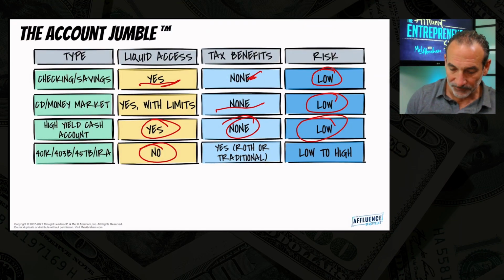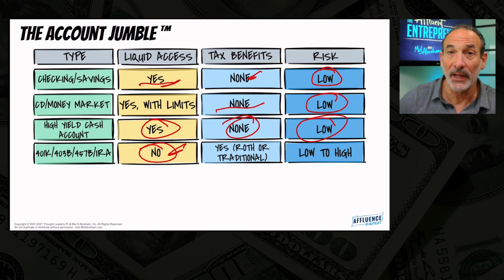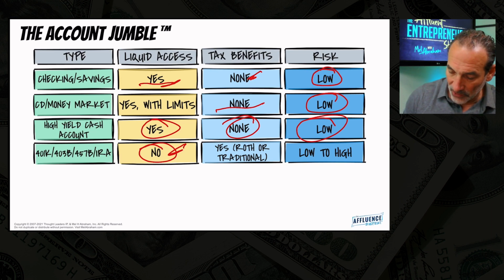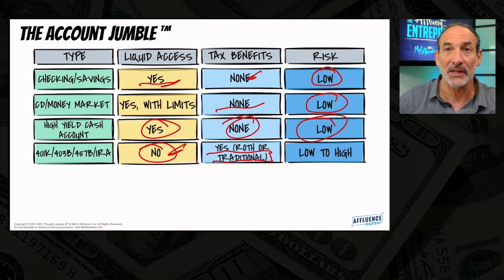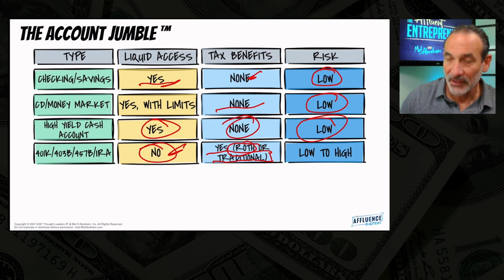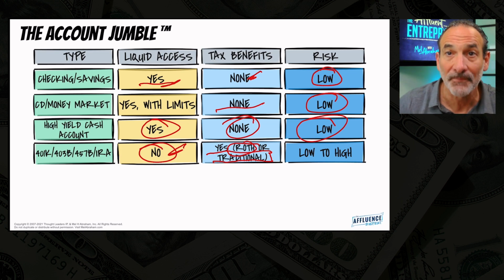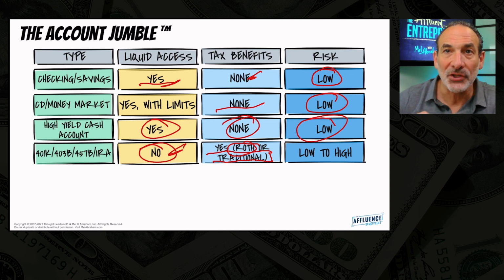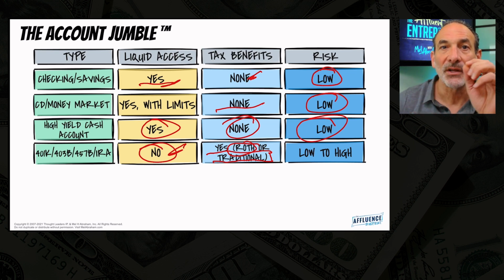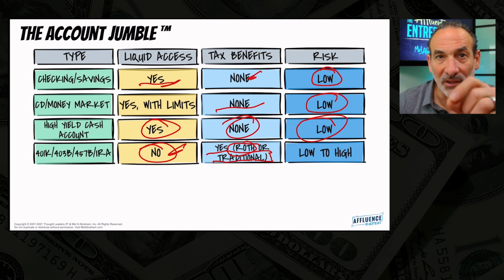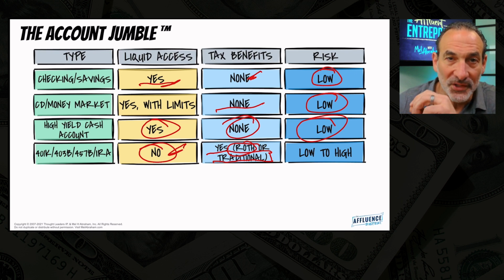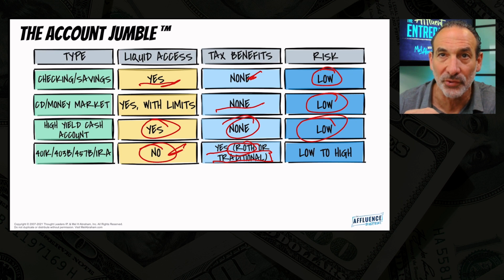Now, here's the deal. It's not liquid. You can't get at it, okay? You have tax benefits. If it's traditional, you get a tax deduction now, you pay tax later. If it's Roth-like, you don't get a tax deduction today, but you don't pay taxes down the road, okay? If your tax rate is less than 30%, because some people will say, Mel, what should I do, traditional or Roth?